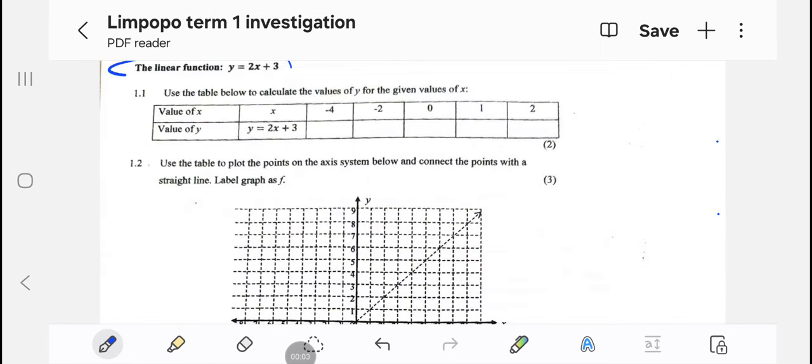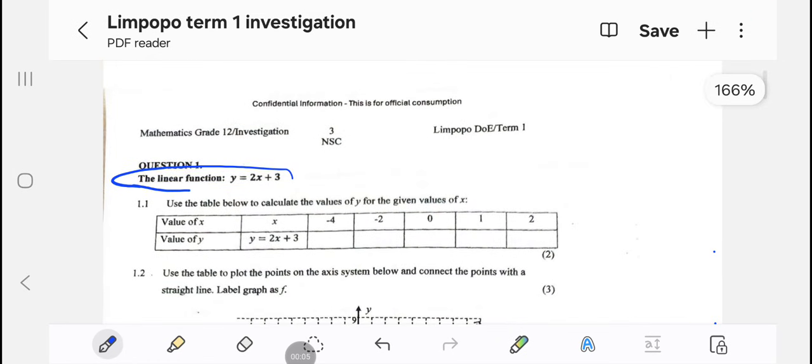Question 1. The linear function y is equal to 2x plus 3. So 1.1, we'll use the table below to calculate the values of y for the given values of x. So we simply just punch our calculator.